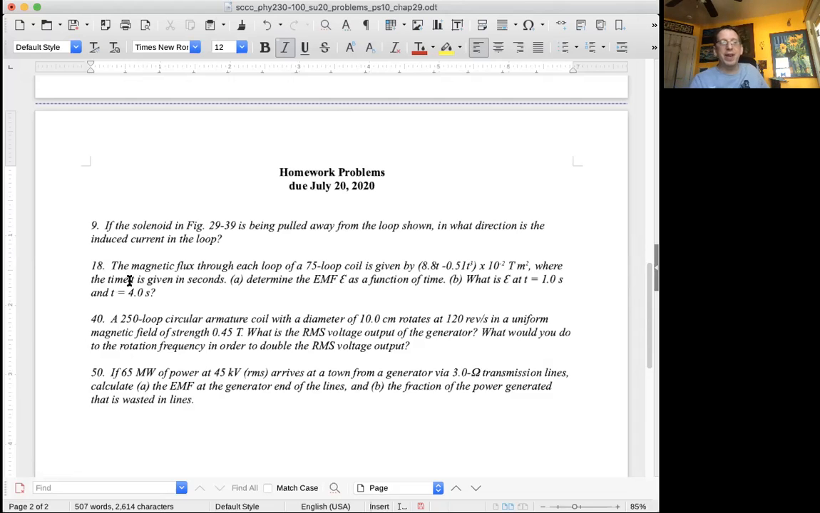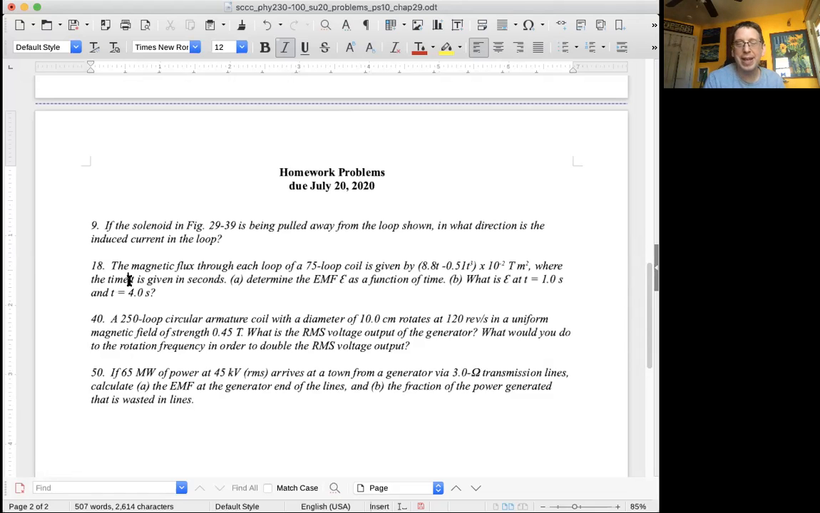So you have the EMF at the generator end of the lines, and you can express that as an RMS voltage if you like. And the fraction of the power generated that is wasted in the lines. So 65 megawatts of power arrives. What was the initial output power, and how much power as a percentage of the initial output power is lost?